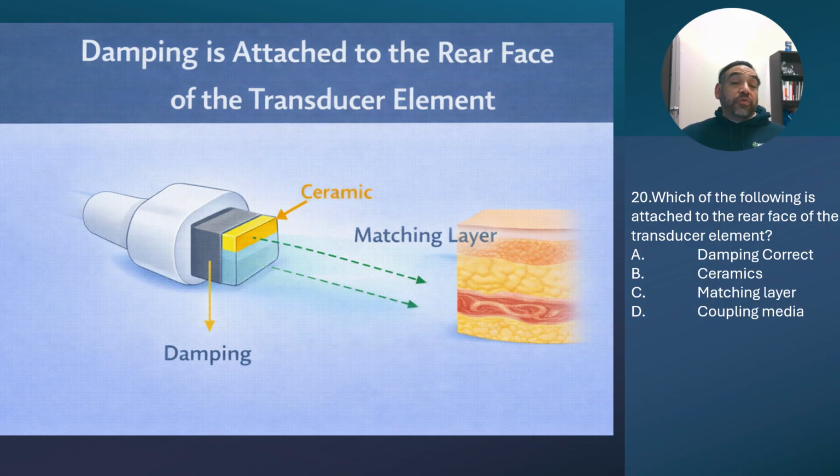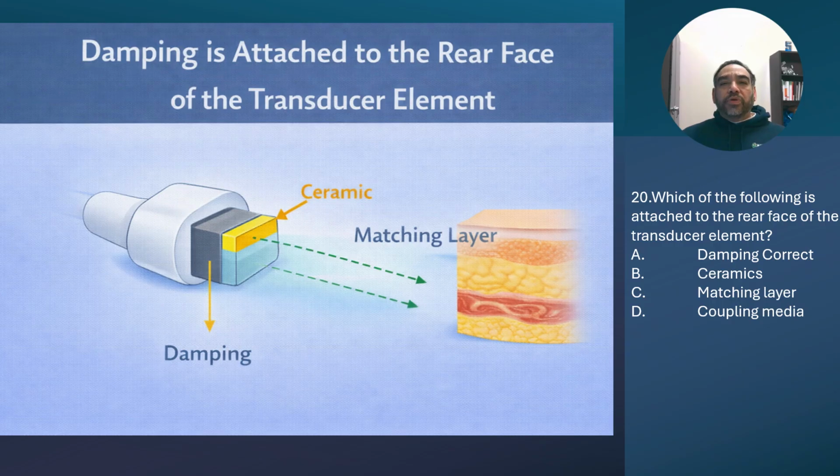And let's look at the other answers, why they're incorrect. B was ceramics. And so the crystal itself is a ceramic, it's PZT, but it's not attached to the rear, it is the element. The next one was the matching layer. So remember, this is attached to the front face of the crystal, and if you remember, its job was to reduce impedance mismatch. So that helps with the improvement of the transmission of the sound wave into the tissue. So the front is equal to the matching layer. The rear is where the damping is at.